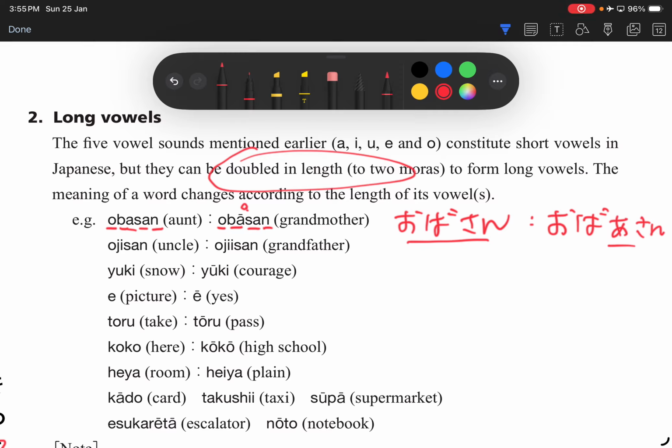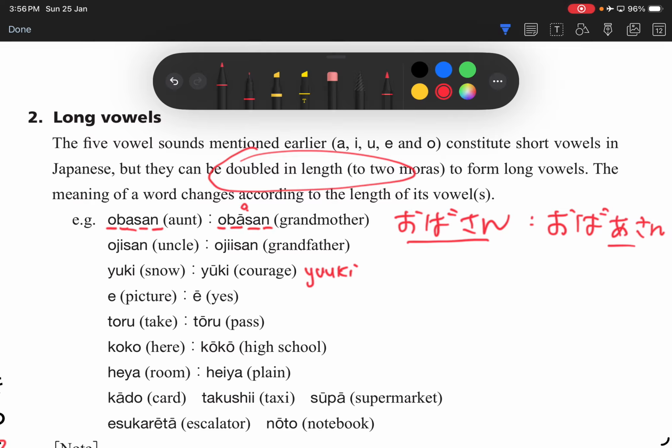Similarly, we have snow, which is yuki. And then we have the U with a roof over it. The U with a roof over it simply means it's double U sound. Right? So we pronounce it as yuki. So yuki, yuki.